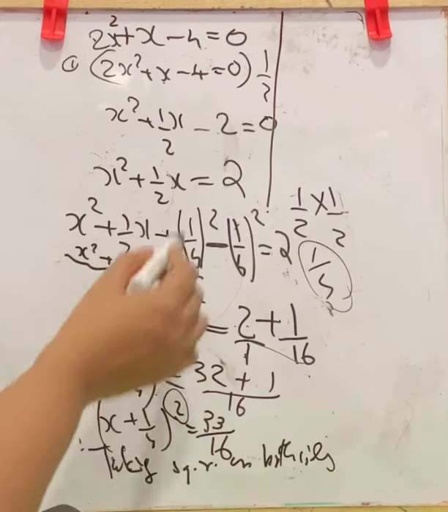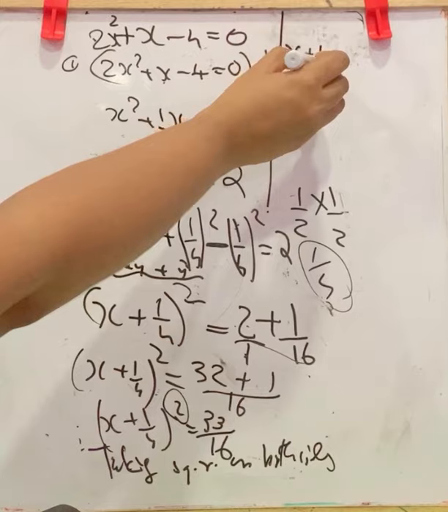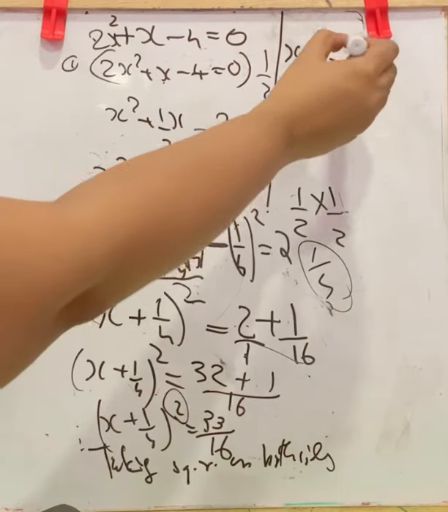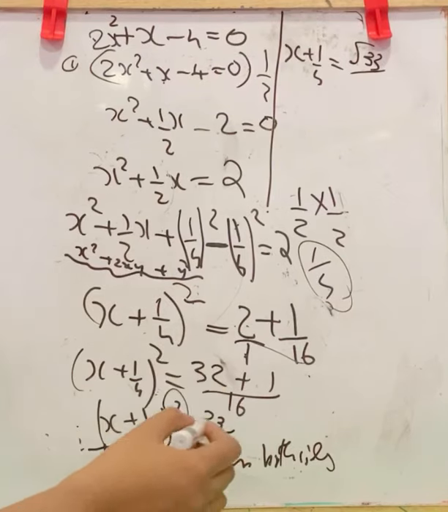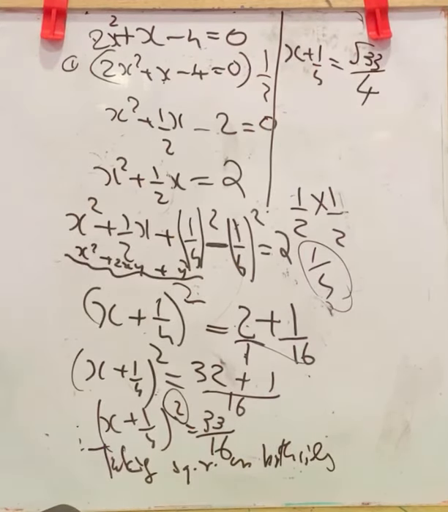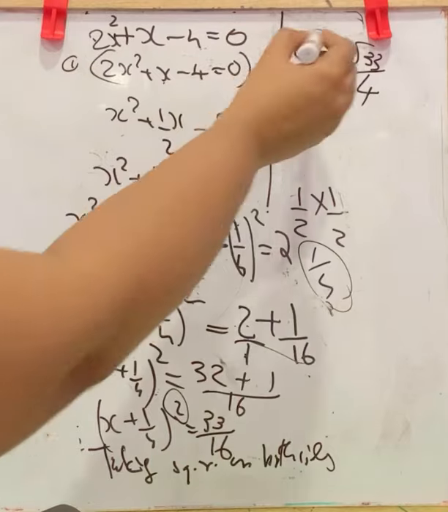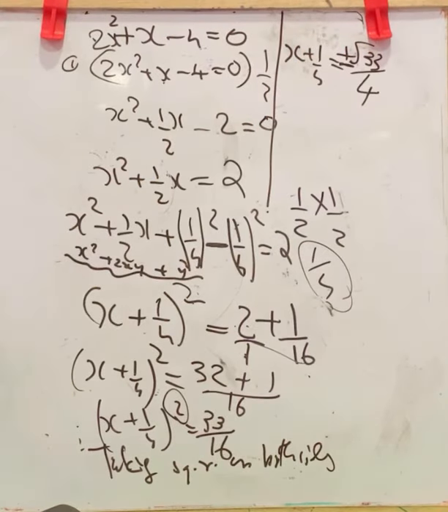Here the square will get cancelled. So LHS becomes x plus 1 by 4 equal to square root of 33 by 16. The square root of 16 is 4, we know 4 fours are 16. But remember, we will have to write plus or minus root 33 by 4.